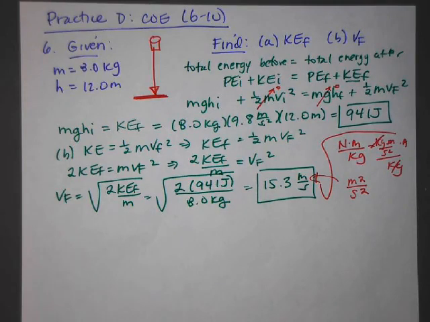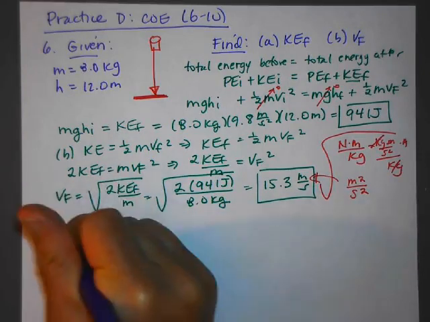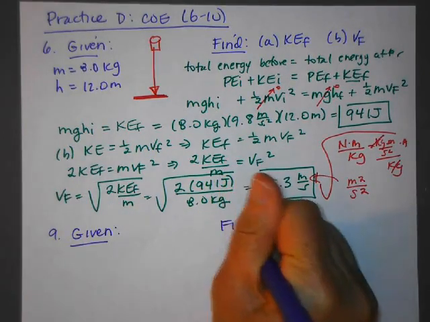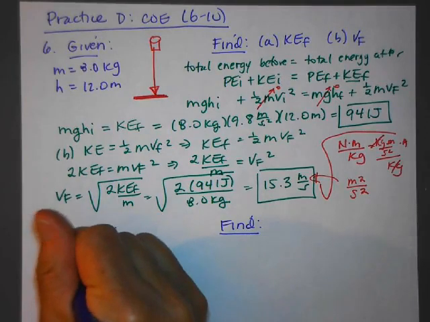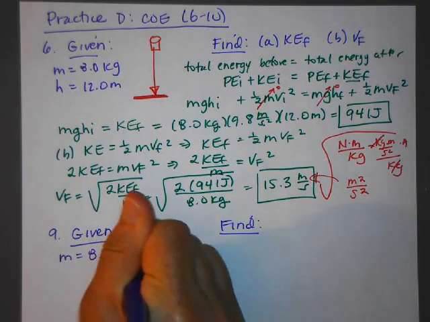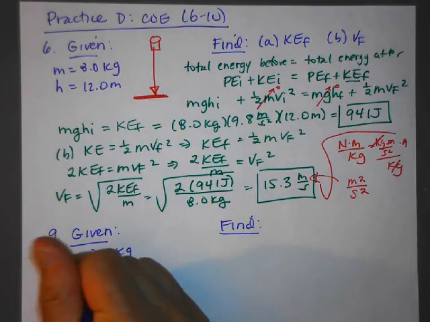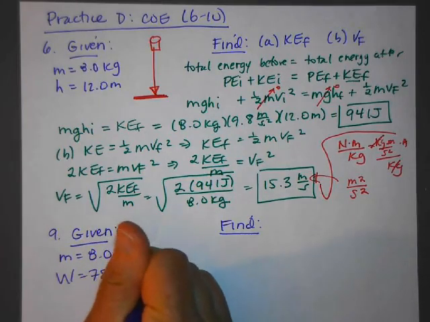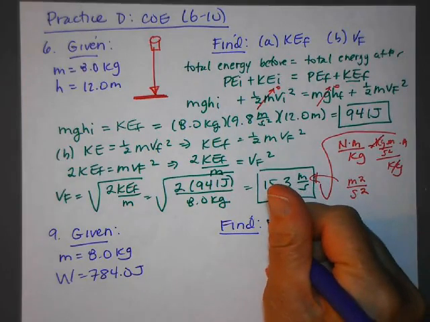All right, let's look at number 9. So number 9, I have my given, and I have my find. And I'm going to read the problem. It says, during a hammer throw at a track meet, an 8-kilogram hammer is accidentally thrown straight up. If 784 joules of work were done on the hammer to give it the velocity, how far will it rise?